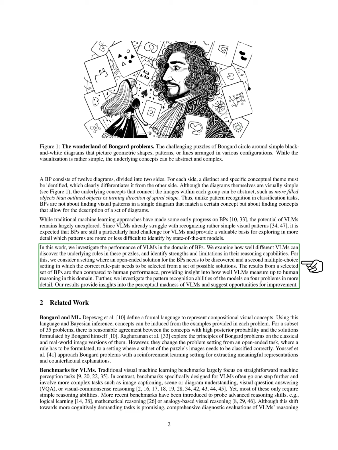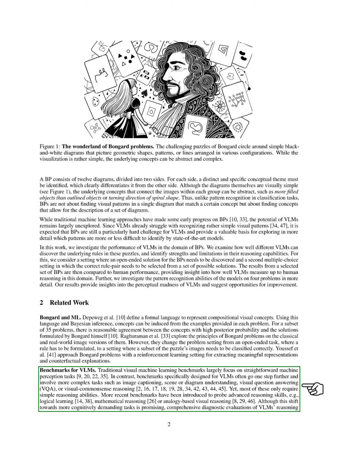We also review related work, noting that previous studies have explored Bongard problems using various methods, including formal languages and reinforcement learning. Traditional benchmarks for visual machine learning often focus on simpler tasks, while those designed for VLMs involve more complex challenges like image captioning and visual question answering. However, many of these tasks still require only basic reasoning skills. Recent benchmarks aim to test advanced reasoning abilities, but comprehensive evaluations of VLMs' reasoning capabilities are still lacking.